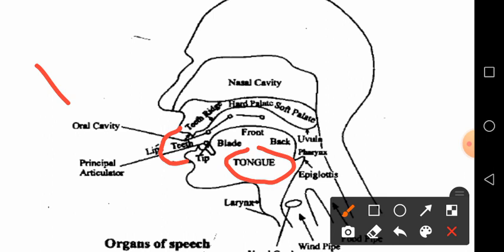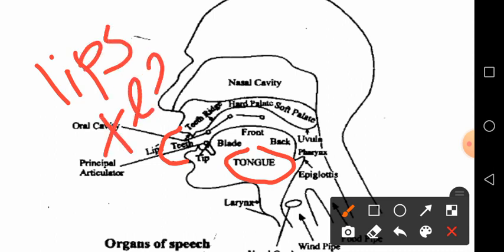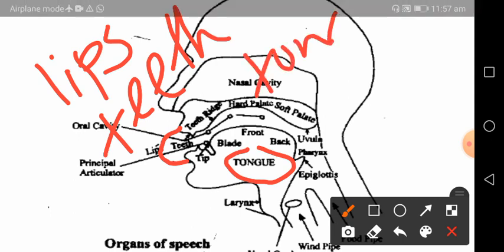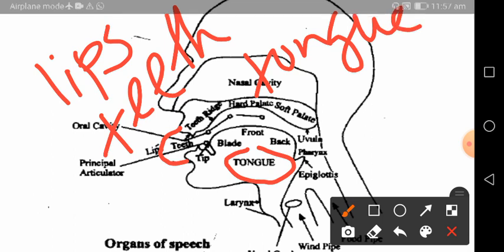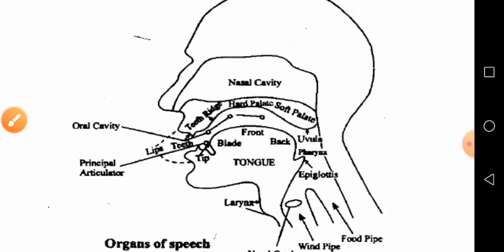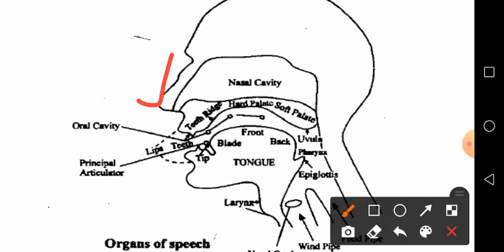Then there are teeth. So, lips, teeth, tongue, these are the main organs of speech. Like them, we also use the nose while speaking. Even the nose is used. In a word like no, this is in the nasal cavity. We use the nose while pronouncing n. So, the nose is also an organ of speech.